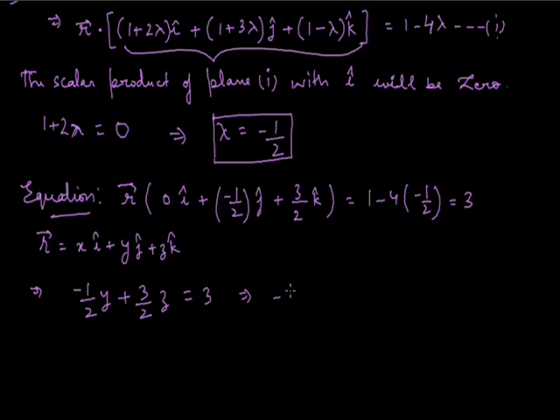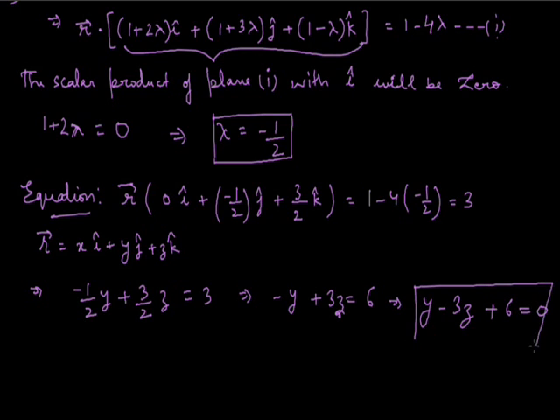On further simplification, it will become minus y plus 3z equals to 6. Or you can say y minus 3z plus 6 equals to 0. So this is the required answer.